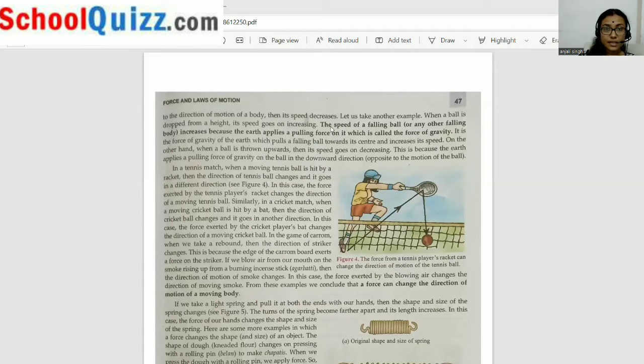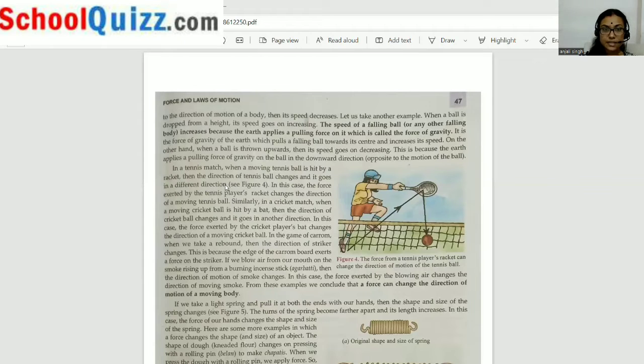Now, like in a tennis match, I'm reading: in a tennis match, when a moving tennis ball is hit by a racket, then the direction of the tennis ball changes and it goes in a different direction. Now the player is hitting the tennis ball and it is moving in a different direction.